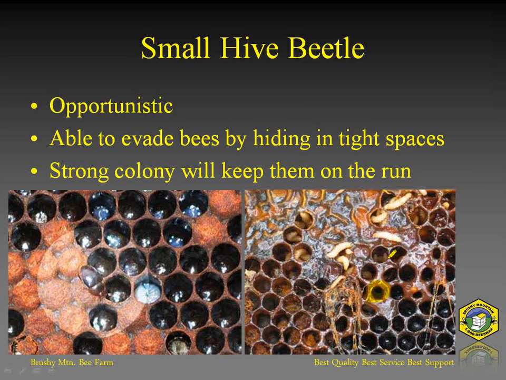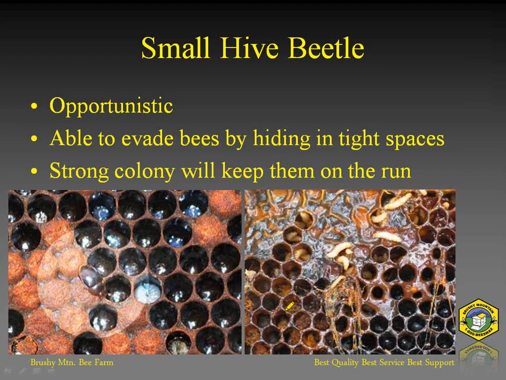What happens is, as the beetle larvae mines through the comb, it exudes this fluid that creates this fermenting, slimy, gelatinous mess. It's really quite disgusting. So they're opportunistic, and a good, strong colony will chase them around and prevent them from settling in and being able to lay eggs, or if they do, that colony will deal with the laid eggs and or associated larvae that hatch from those eggs. So the strong colony will keep them on the run. That is really your best defense against small hive beetle.